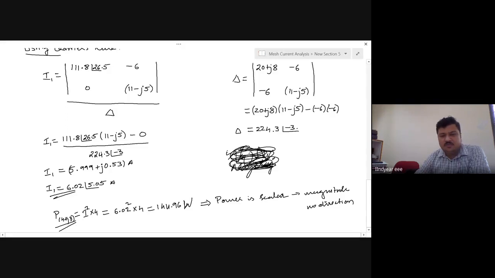Now what happens if you calculate power in complex form, which many people will do? When I ask you to find the power, what people simply do is take 6.02 at an angle 5.05, squared, into the resistance. You will again get that at some angle. Now, if you keep the answer for power in angle or complex form, it is understood that you have not understood the AC circuit. And you will lose more marks for that question.